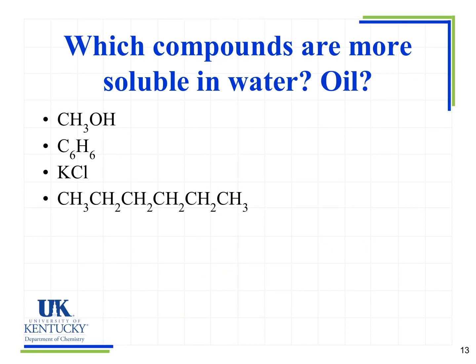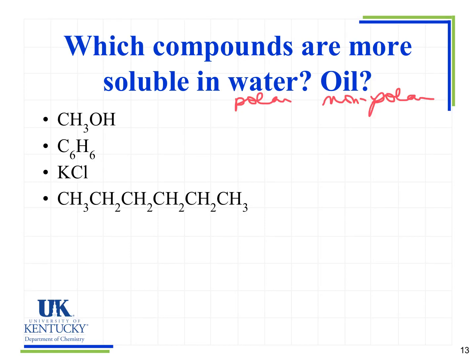So here we look at some examples of which compounds are more soluble in water or in oil. And everything comes back to the polarity and the intermolecular forces. What I see is that water is polar, oil is nonpolar. So substances that are polar are going to be better dissolved in water. Substances that are nonpolar are going to be better dissolved in oil.